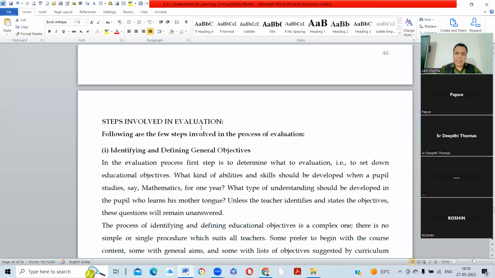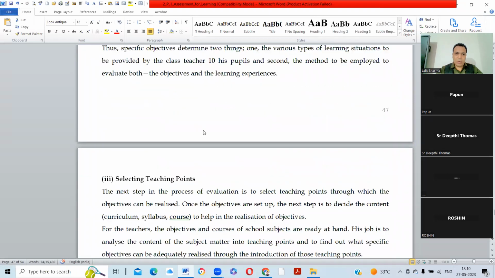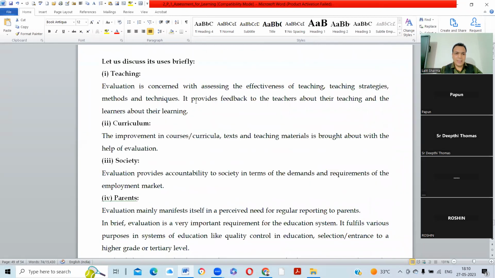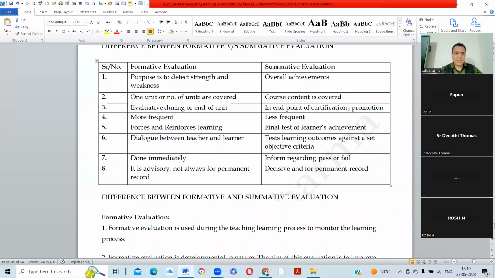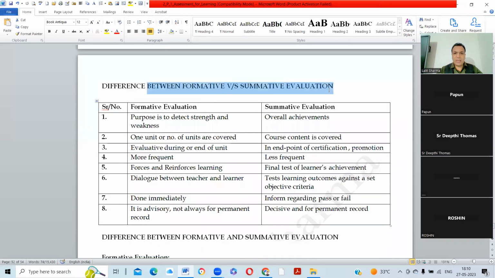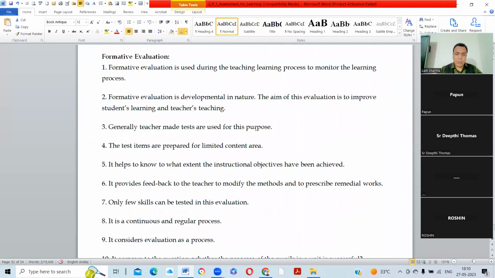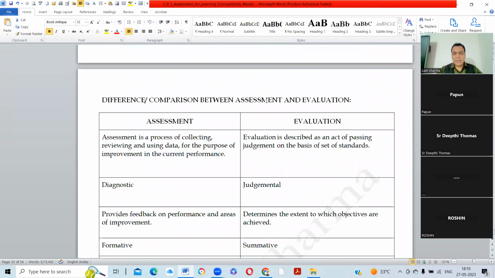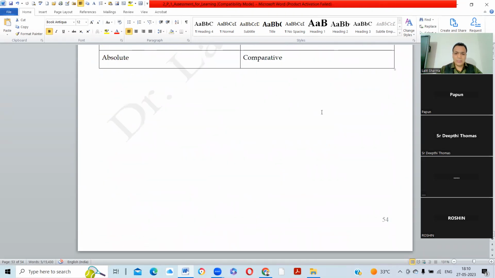Then, the steps involved in evaluation. What are the steps involved in evaluation? And then evaluation again in the teaching learning process. This is repeated, so check if there is a difference. Then, what is the difference between formative and summative evaluation? In the PPT we have already done that. Formative is at the starting, summative is overall at the end. Then the difference between formative and summative, and then the comparison between assessment and evaluation.